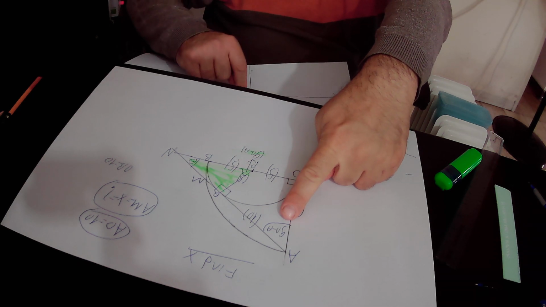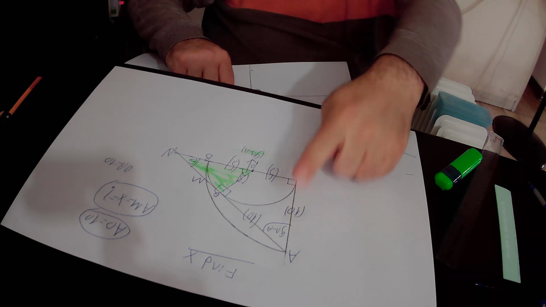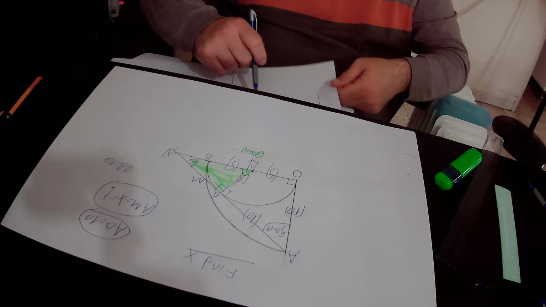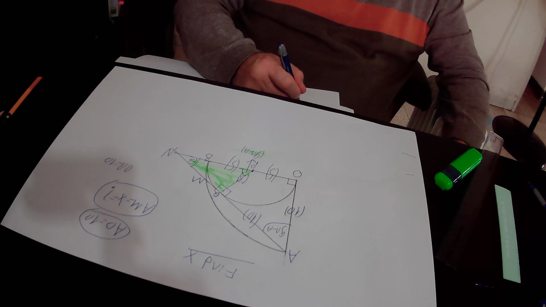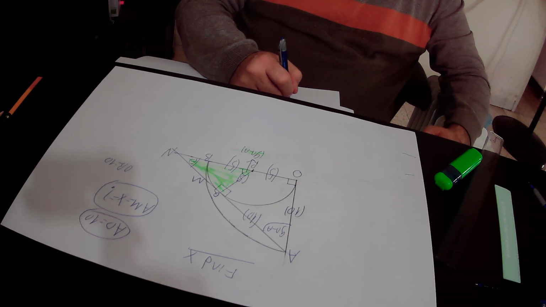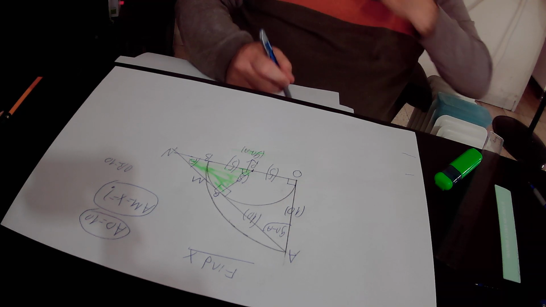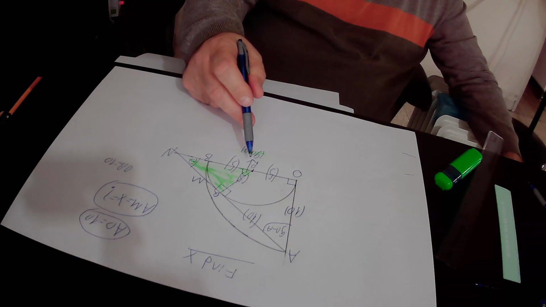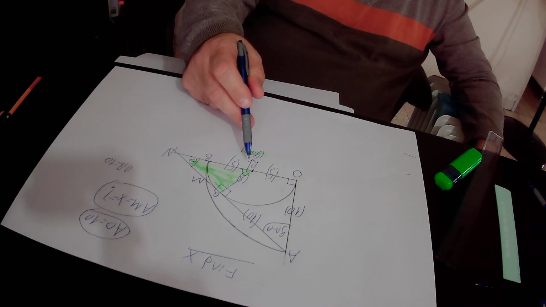So actually this is angle OAN in the big triangle AON, and it is equal to this angle in the green triangle. This is actually angle QPN.